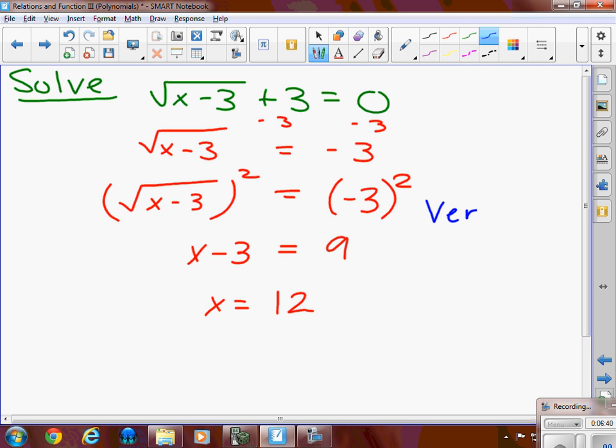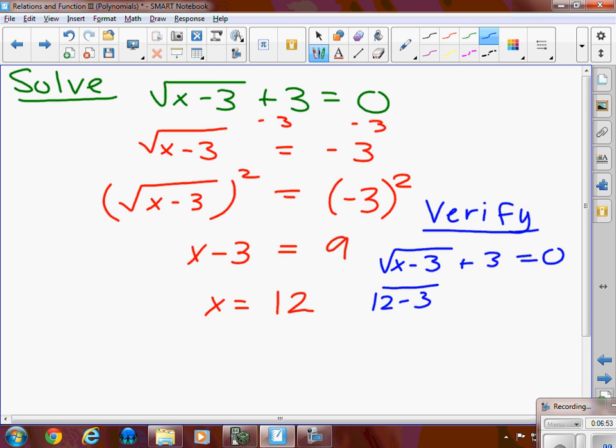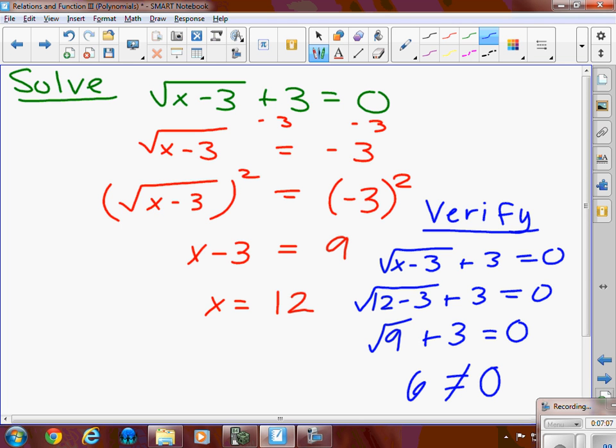And then we're going to verify this. We're going to verify it back in the original equation. The root of x minus 3 plus 3 equals 0. We're going to put in a 12 again. So the root of 12 minus 3 plus 3 equals 0. Oh, son of a... This here. What's the square root of 9 plus 3? 6. 6 does not equal 0.